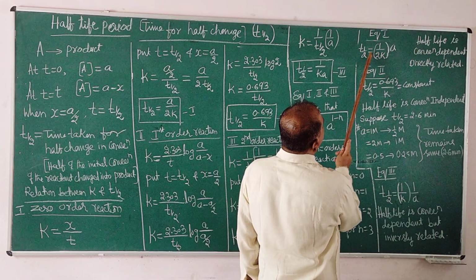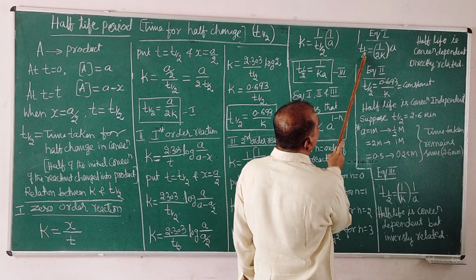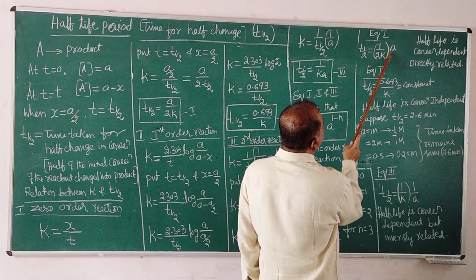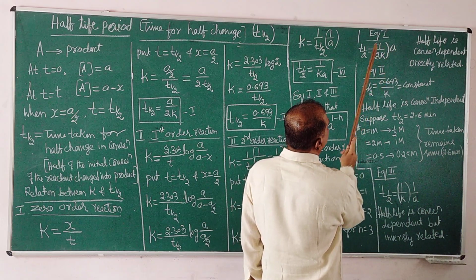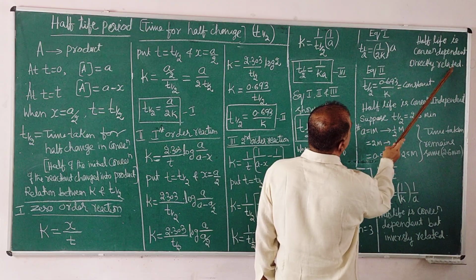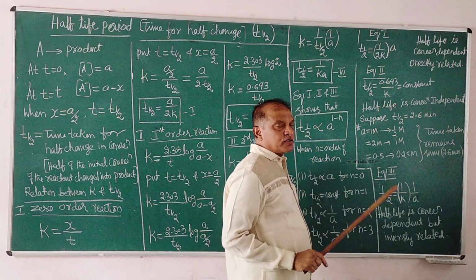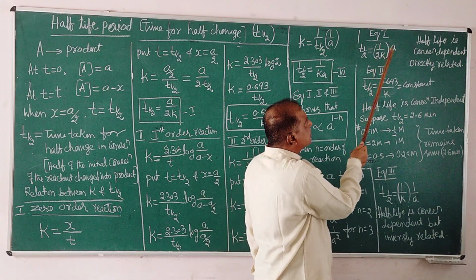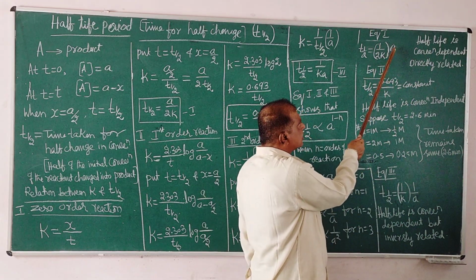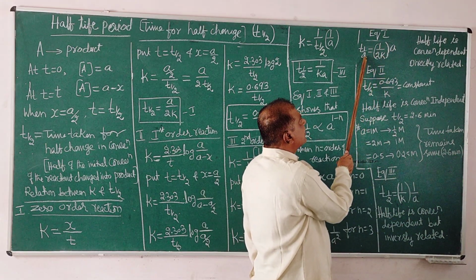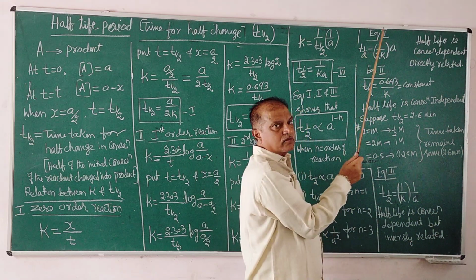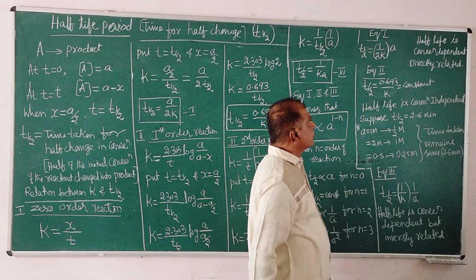The half-life concentration equation, this is for zero order: t half is equal to 1 by 2k times the concentration of A. Half-life is directly related to the initial concentration. Higher the concentration, higher the half-life. Lower the concentration, lower the half-life. That is what the equation says.